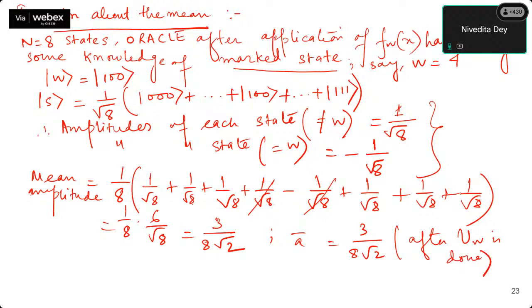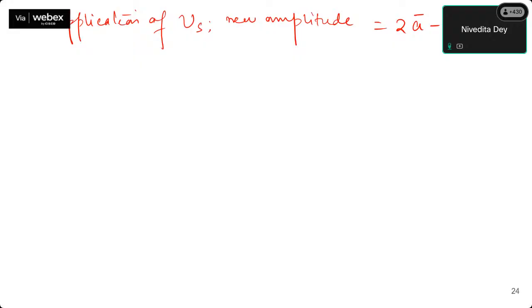We have calculated mean, but till now US has not been applied. So till now the situation, if we calculate the mean amplitude, will be 3 over 8 root 2. Now on application of US, we'll make the states as the new amplitude. The new amplitude is what? 2a bar minus ax. That is what we got.